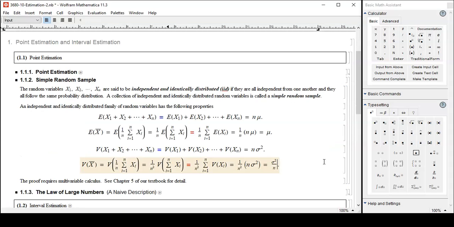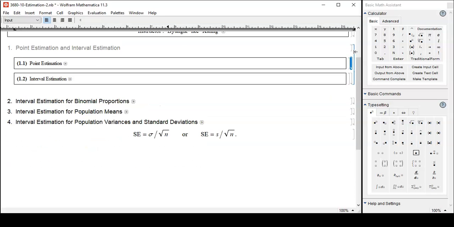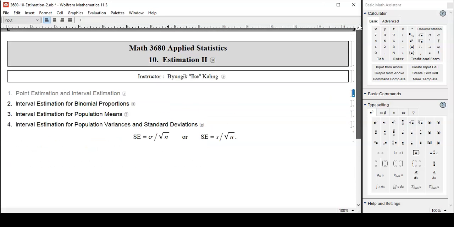For simple random sample, we have variance of sampling distribution of sample mean is sigma squared over n, and taking the square root, we have sigma over square root of n. And also the central limit theorem is based upon this, of course, because the central limit theorem is based upon IID, independent and identically distributed random variables. In short, we need this. But then again, that's a problem.